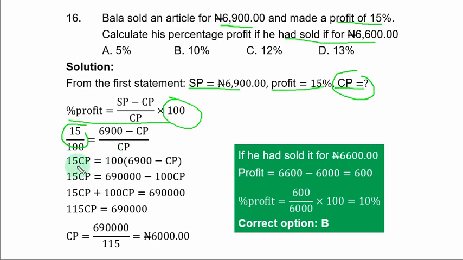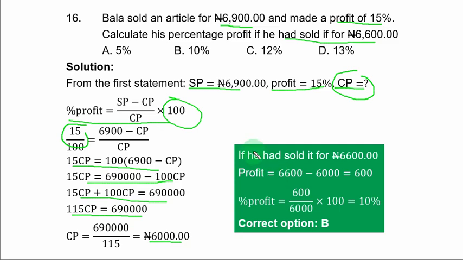If you cross multiply, you have this. If you open the bracket, you have this expression. If you collect like terms, you have this. And when you add, you have this. To get the cost price, divide both sides by 115, and that is 6,000 naira. With this cost price, we can now calculate the percentage profit for the new selling price.